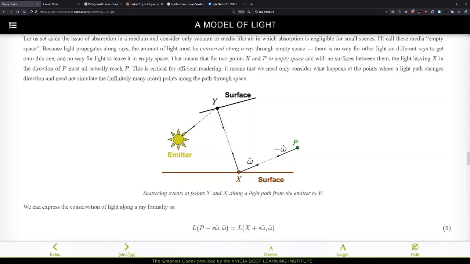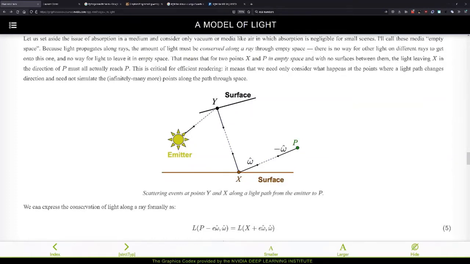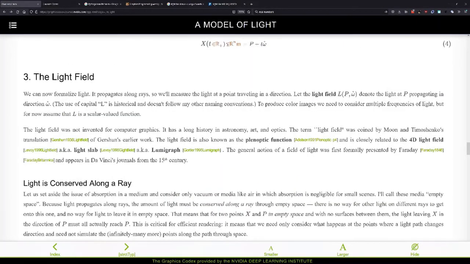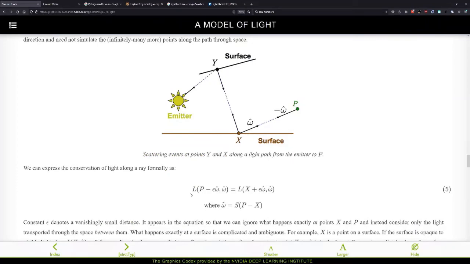So the conservation of light along a ray formally is the light field L of the point minus epsilon omega comma omega? It's the epsilon. Like the epsilon is the smallest possible representable value, right? Yes. That is epsilon, not this, which is the set theory element that I was confusing it with. So yeah, the comma is throwing me off. Where omega is, that's like the two arguments to the L, right?